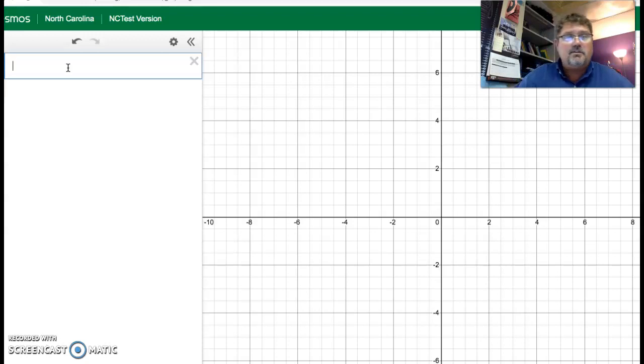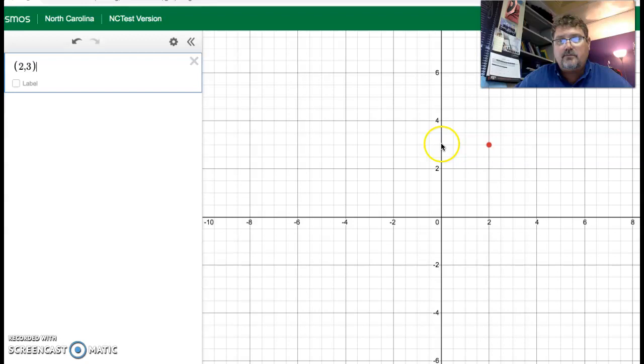So let's just do one. A minute ago, 2, 3. Don't put anything else in there, and notice it plotted it for you. It went over 2, up 3. Now look, the y-axis is done a little differently. They all go in 2s: 2, 4, 6. So that's the point 2, 3. You can have it label it for you if you want it to.